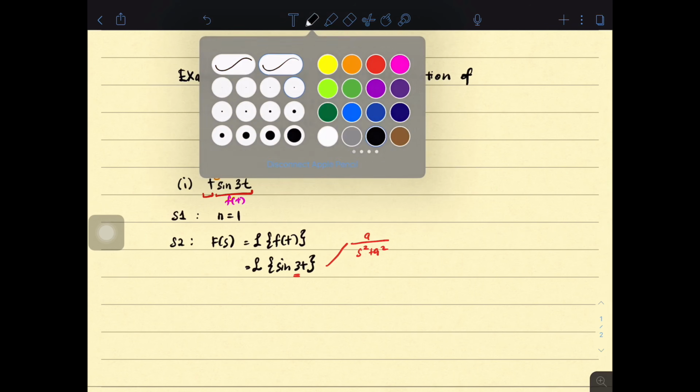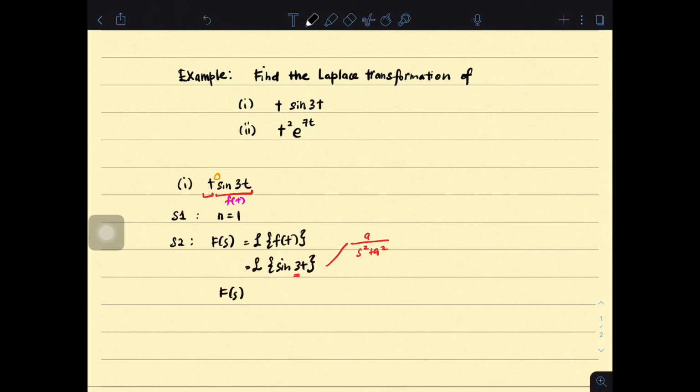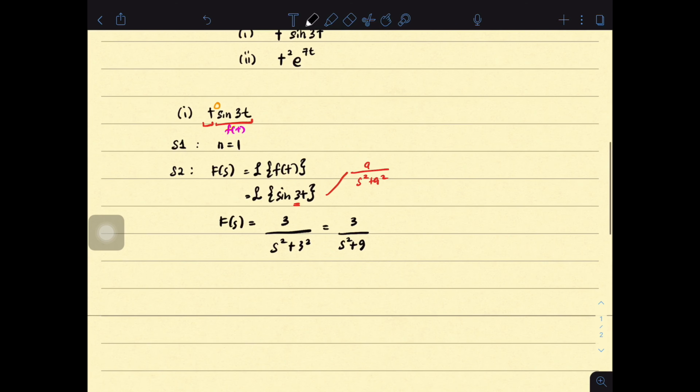Therefore, you will have F(s) equal to 3 over s squared plus 3 squared, so you will have 3 over s squared plus 9. This one is your F(s). Step number 3, you will differentiate F(s) n times.